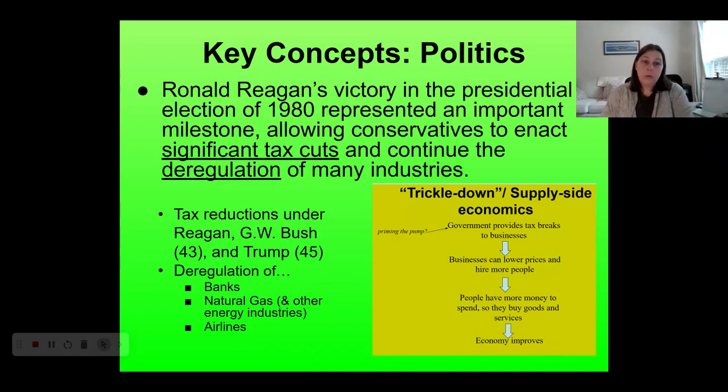What this has fueled, throughout Reagan and onward, whenever we get Republicans in office, is the idea that the best way the government can help the economy is to provide tax cuts, especially tax cuts that target people in the job creator class. So we see tax reductions under Reagan, we see tax reductions under George W. Bush, that's the second of the two Bushes, we have HW and then W, and we also see tax reductions during President Trump's first term as well.